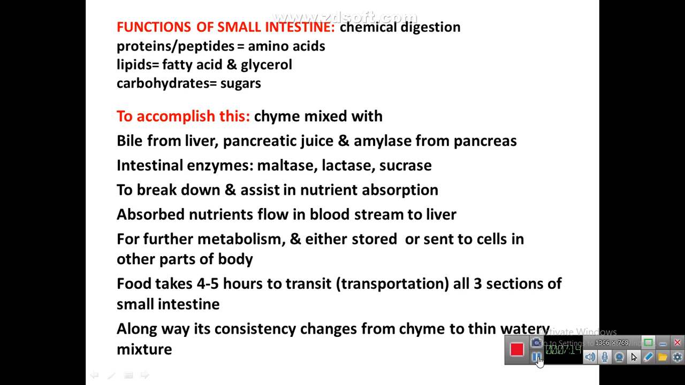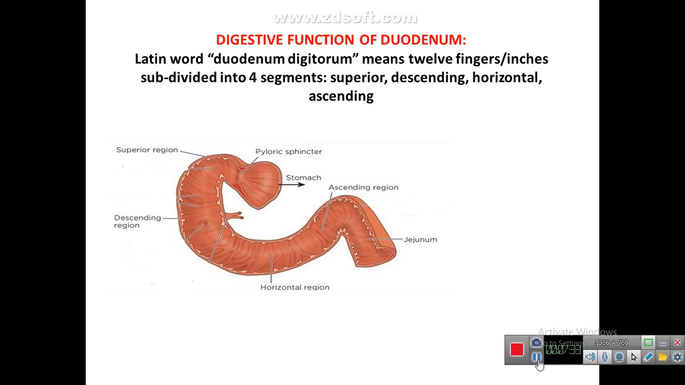Food takes 4 to 5 hours to transit in all 3 sections of the small intestine. Along the way, its consistency changes from chyme to a thin watery mixture. Digestive function of duodenum. It is derived from a Latin word duodenum digitorum, meaning 12 fingers or inches. Duodenum is subdivided into 4 segments: superior, descending, horizontal, and ascending.